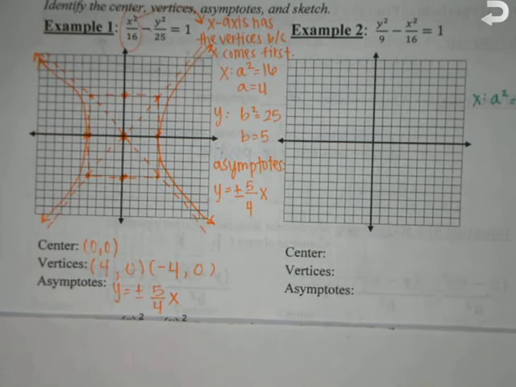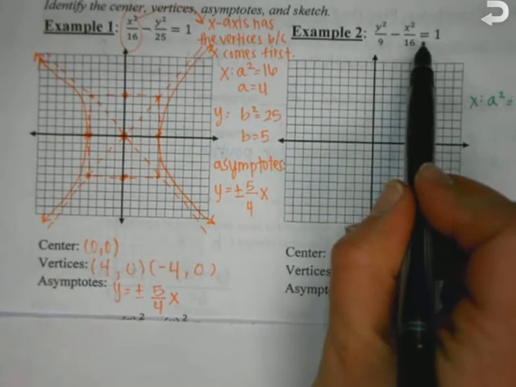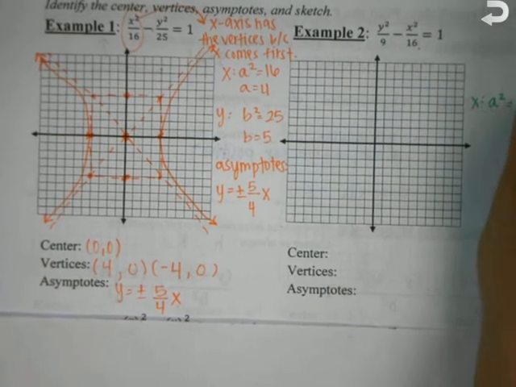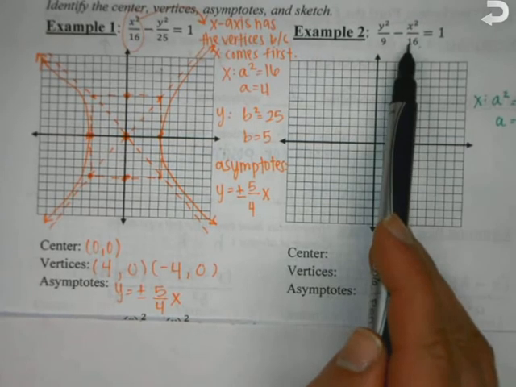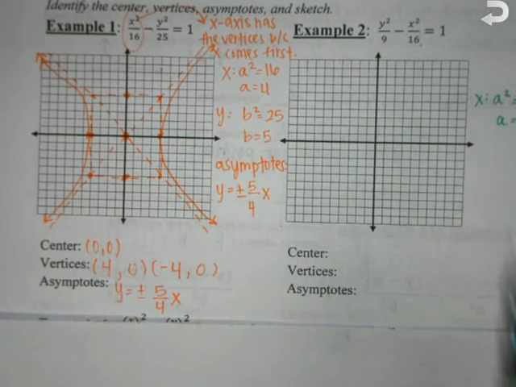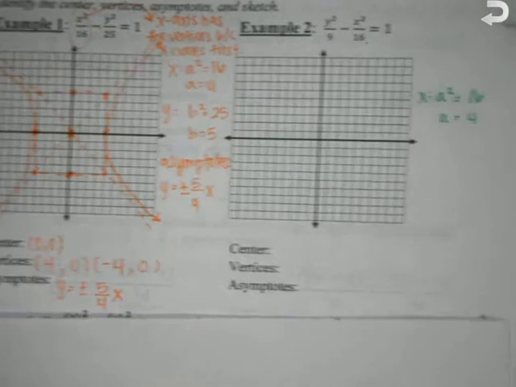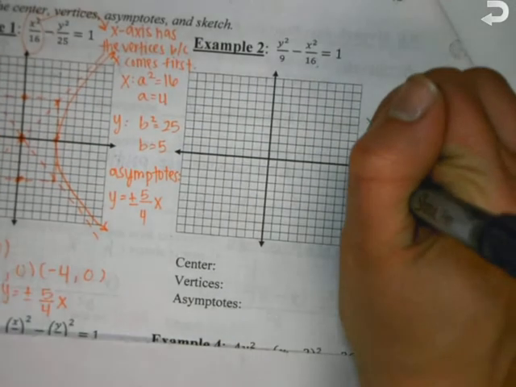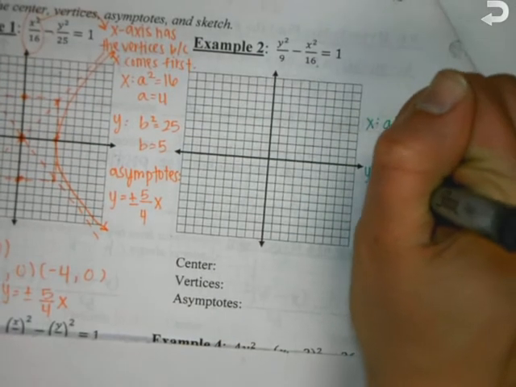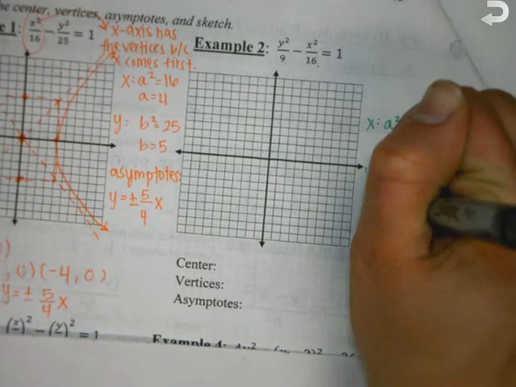So A is always underneath x, no matter where x is. Okay, so then my y's, B squared is equal to 9, so B is equal to 3. So let's graph what we know so far. Where is the center? 0, 0.